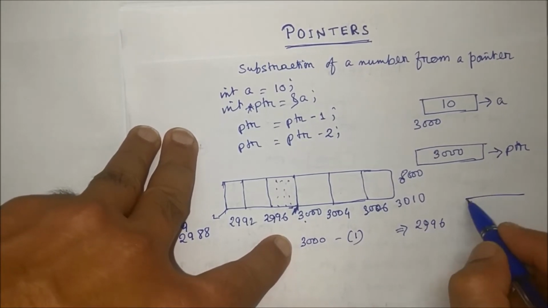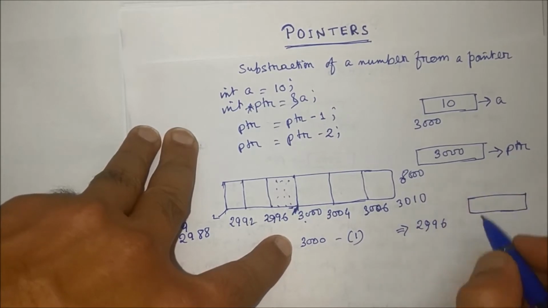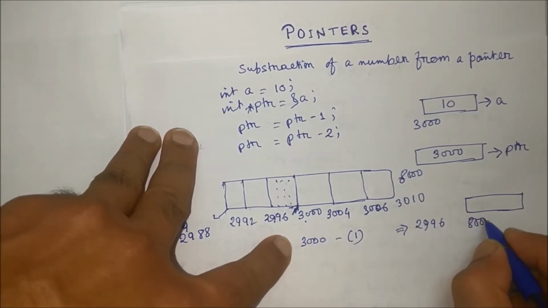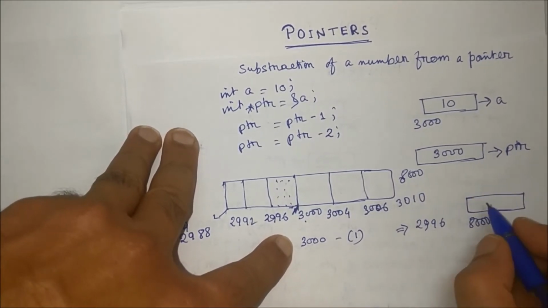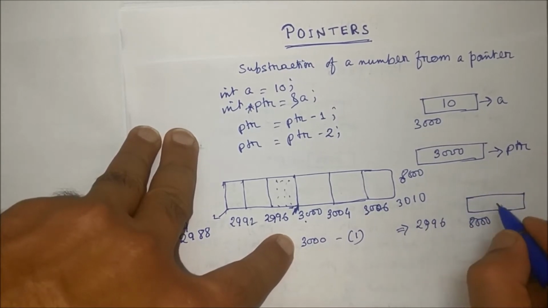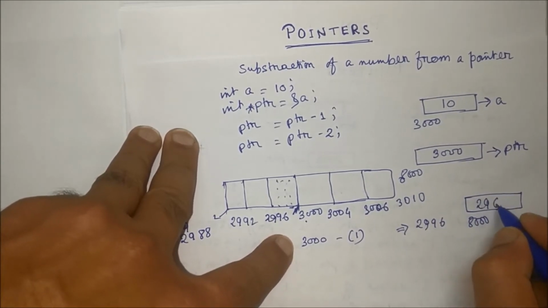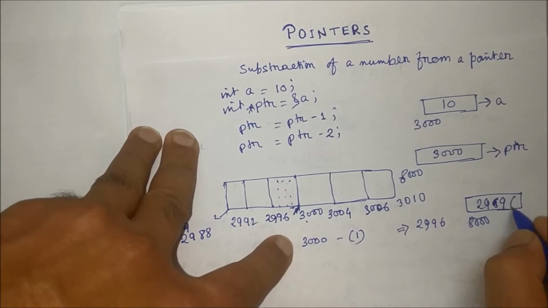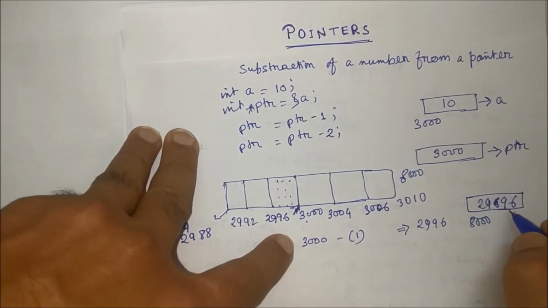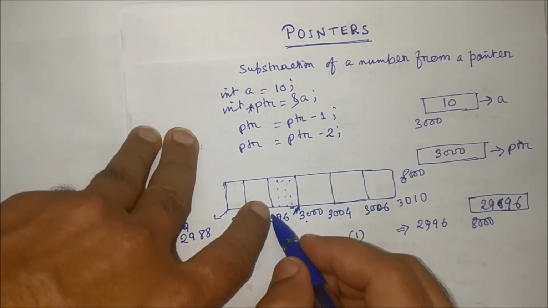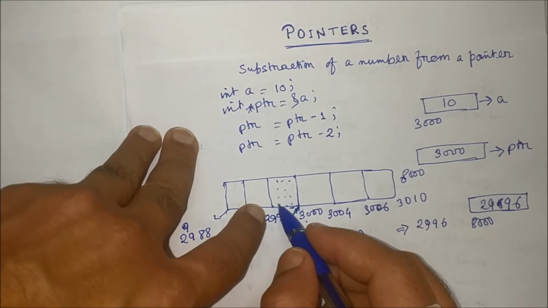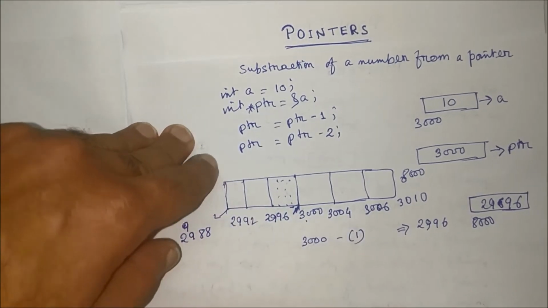So if you think about the pointer variable memory map, it will be like 8000 in the memory, and what value will be stored inside the pointer variable? Instead of 3000 it will be 2996. So 2996 is nothing but the previous memory address where another integer can get stored, and that will be the starting memory address of the integer.